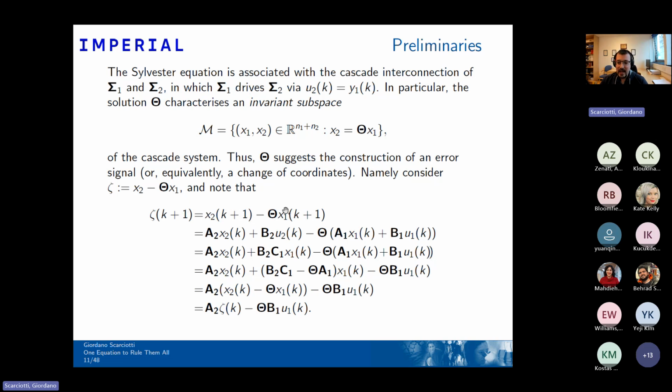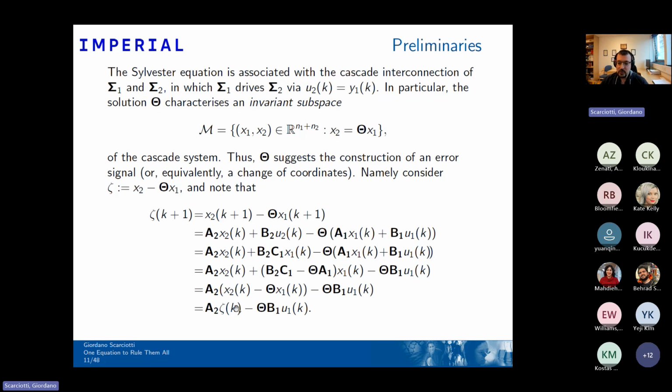It's just algebra here. You do the computation, you replace what you know, and so on. At a certain point, when you have B2 C1 minus theta A1, we're going to use the Sylvester equation to replace this with minus A2 theta.